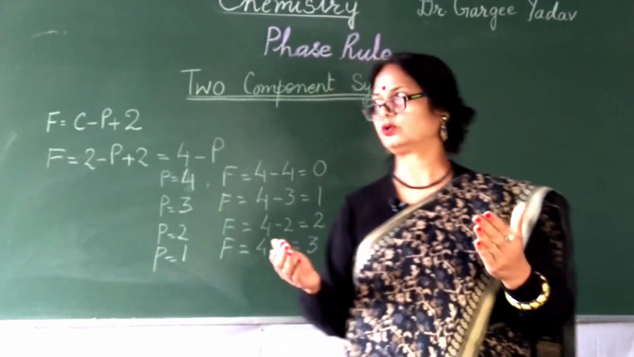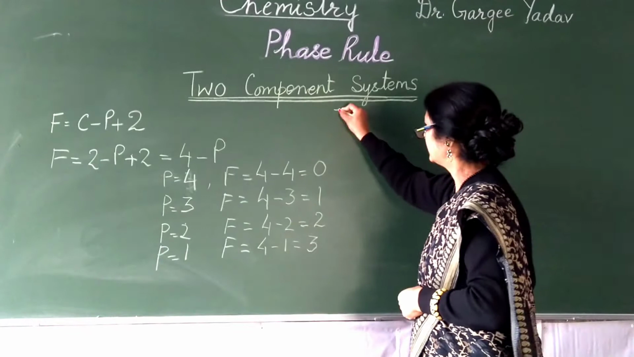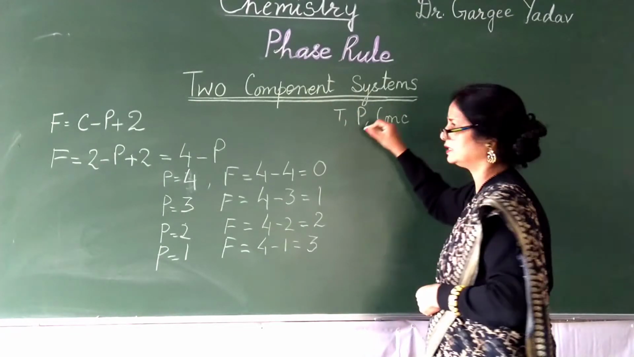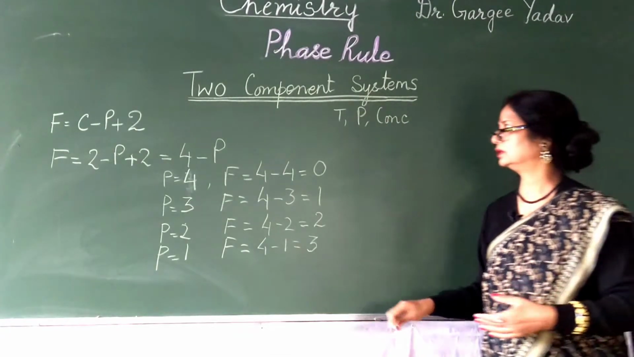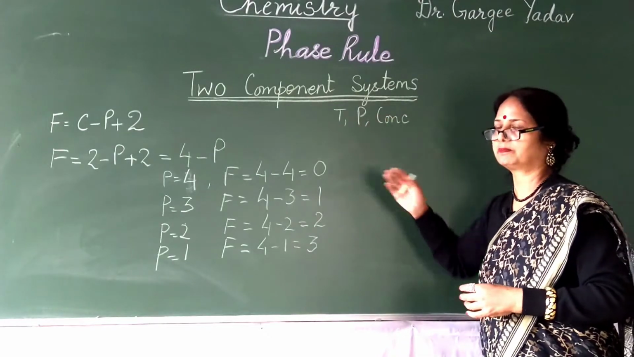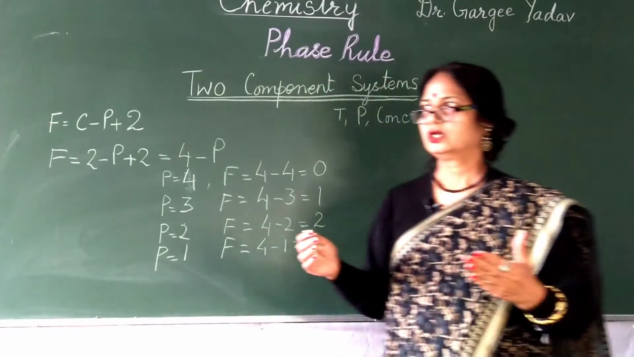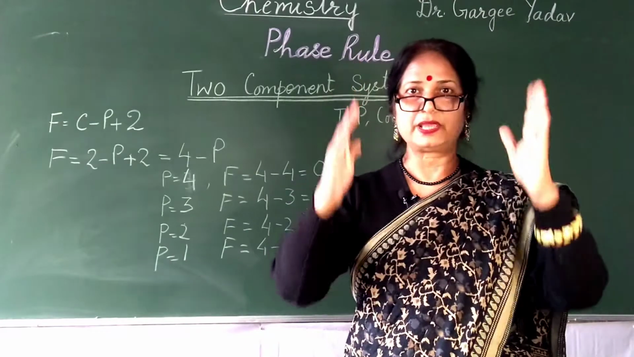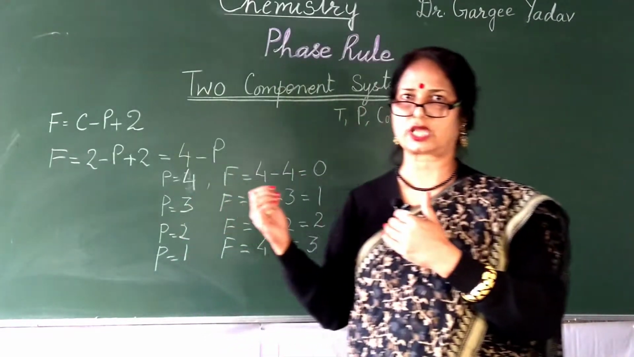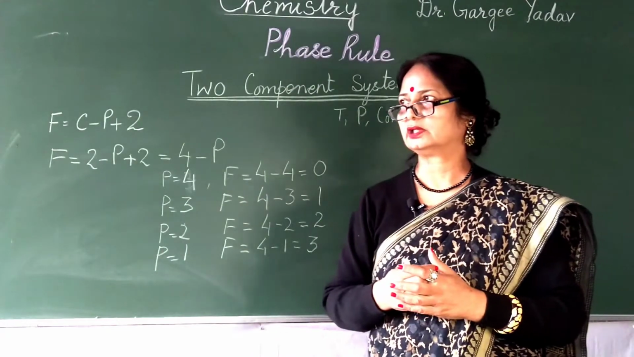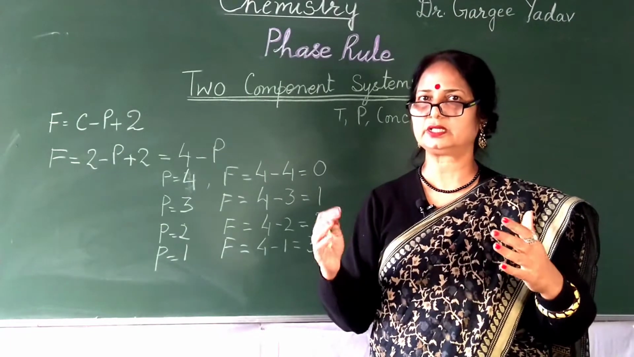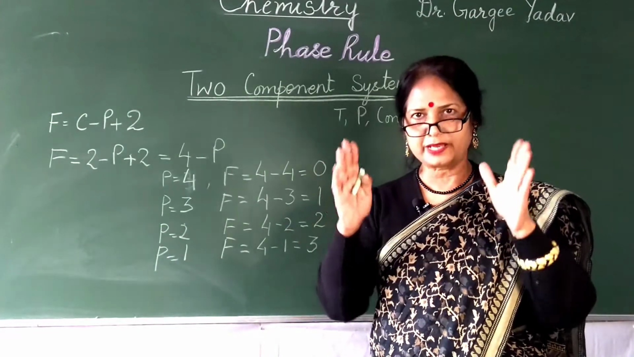Now as we all know, the variables are given by the temperature, pressure and the concentration. These are the three variables when we study the phase equilibrium. This means that we have to fix the temperature, the pressure and the concentration. So we have to make a three-dimensional phase diagram in order to study such type of systems, and it is very difficult to depict a 3D diagram on a plain paper.